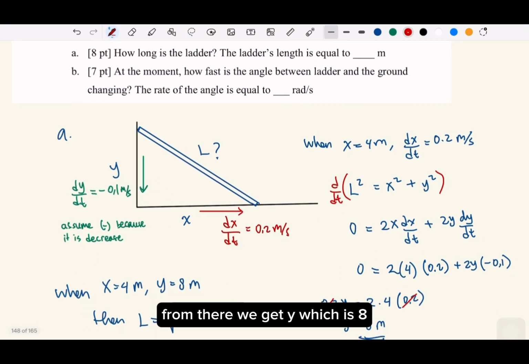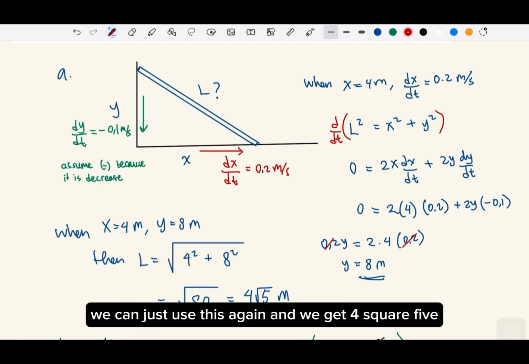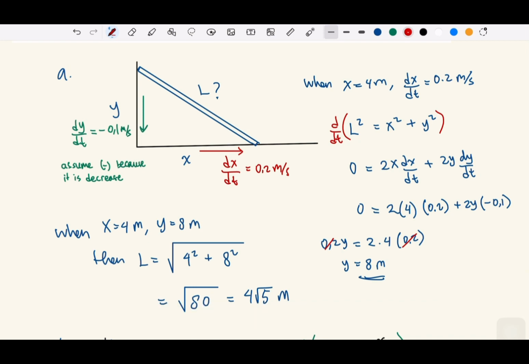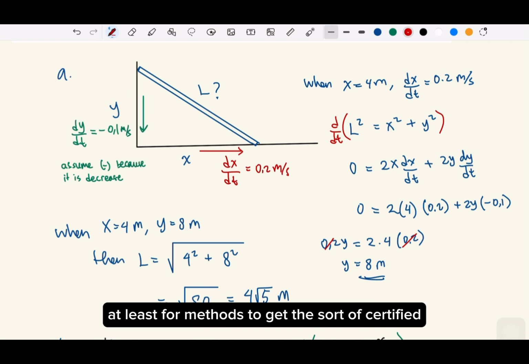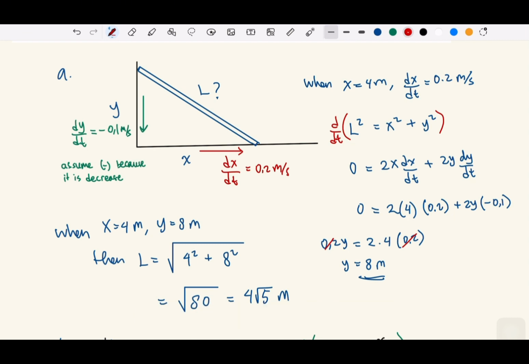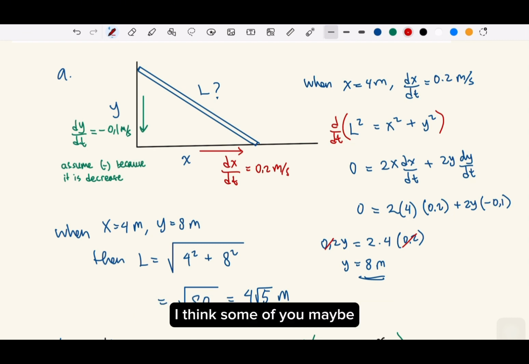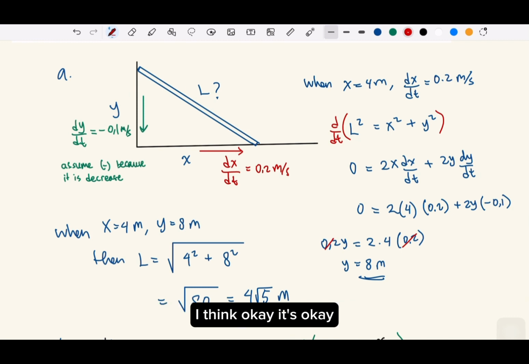From there we get y, which is 8. So when x equals 4, y equals 8, we can just use this factorial again, and we get 4 square root of 5. Okay. There are also alternative methods, at least 4 methods to get this 4 square root of 5, but I think it's too much if I put them inside. I think some of you maybe take some different approach and get the same result. I think it's okay.